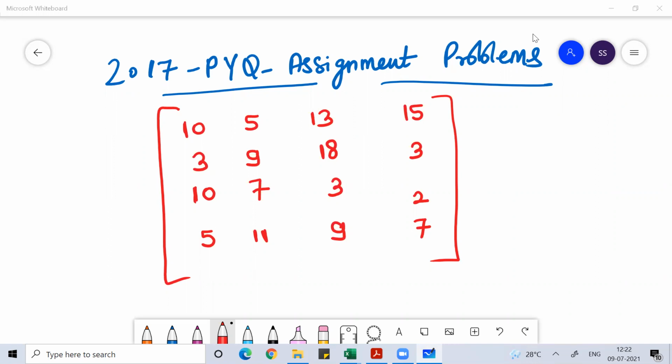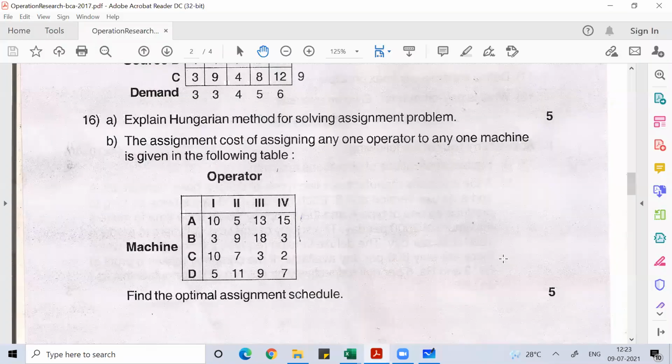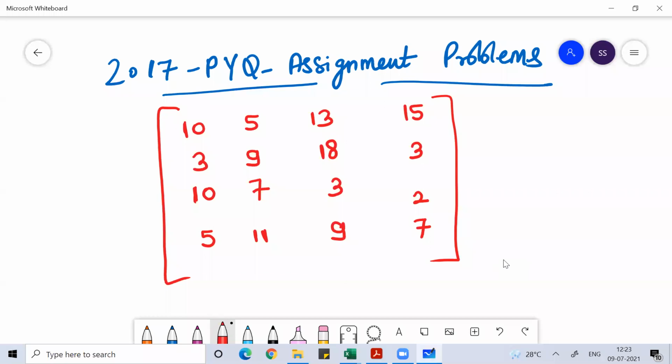So once we know that it's a Hungarian method problem, having a square matrix, the next thing we need to look into is that the elements in the matrix should follow the objective function of minimization. Because the word cost is given, you automatically understand that cost you only minimize. You never talk about maximizing the cost. Once that part is clear, we'll go one step further.